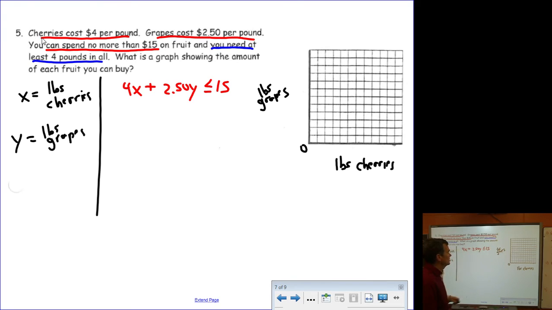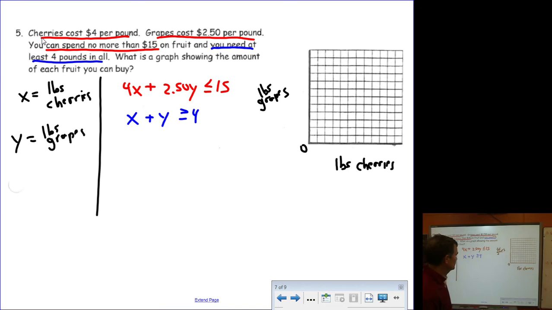The blue part that I underlined is the other restriction. The restriction is I have to buy at least 4 pounds worth of fruit. So the pounds of cherries I buy plus the pounds of grapes that I buy have to be greater than or equal to 4. All right, so let's see.